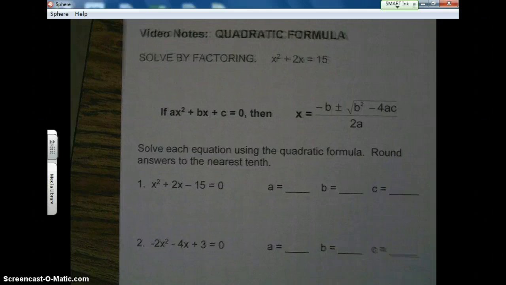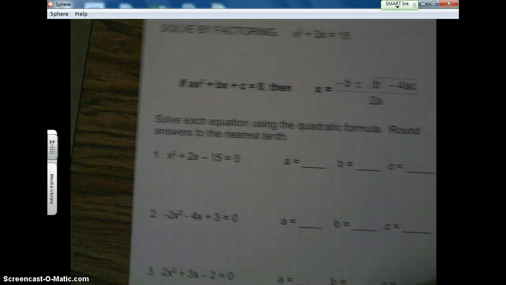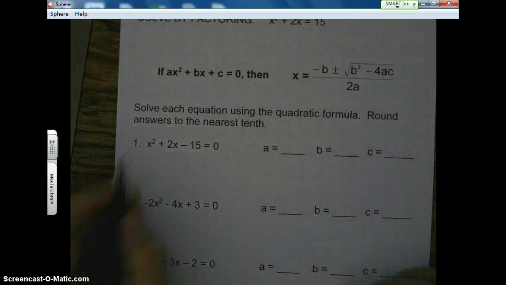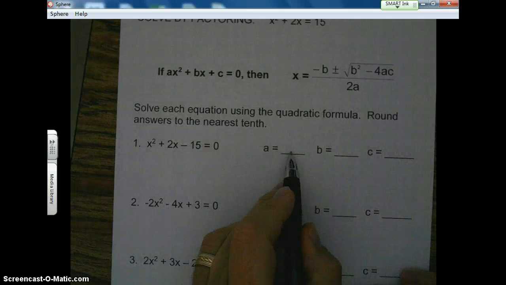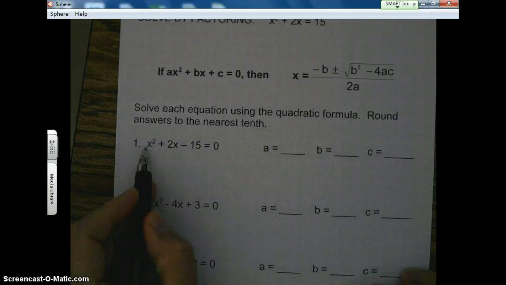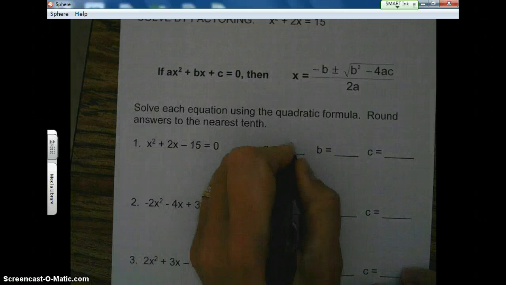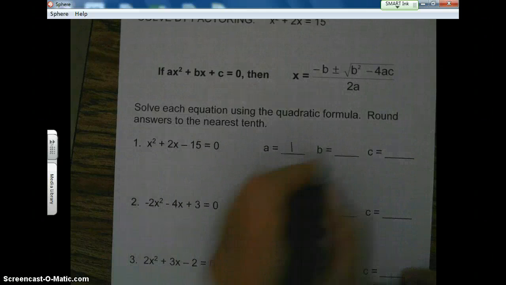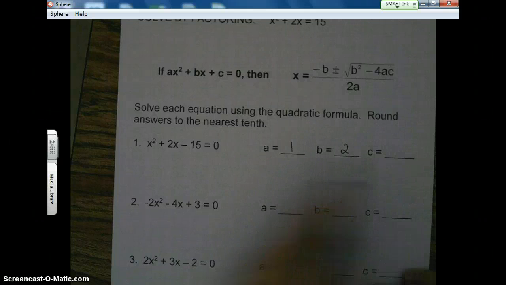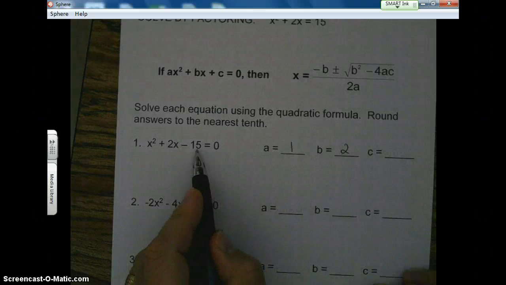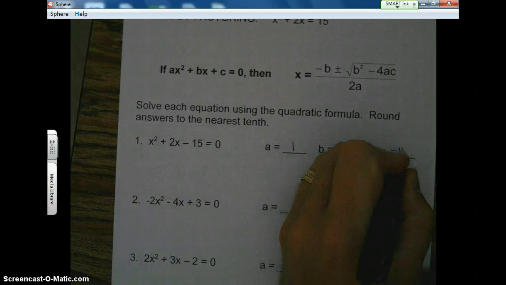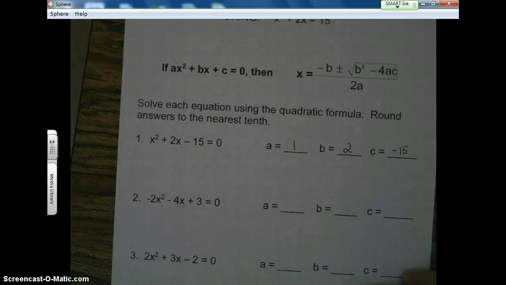Now, in all 4 of these examples, the equations are already set equal to 0, so we can go ahead and use the formula. Starting off, our a value is the coefficient on the x squared term, so we have a 1. The coefficient on the x term is our b value, and our c value is our constant, otherwise known as our y-intercept. All we have to do is plug these numbers in above.